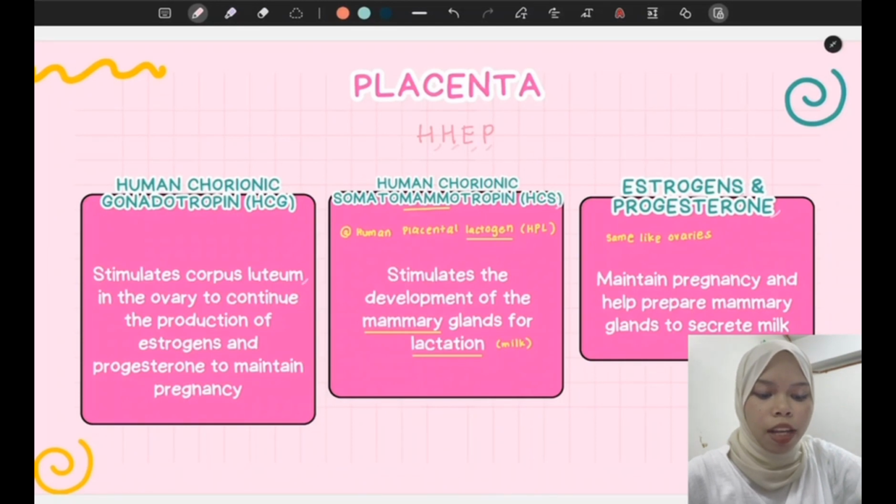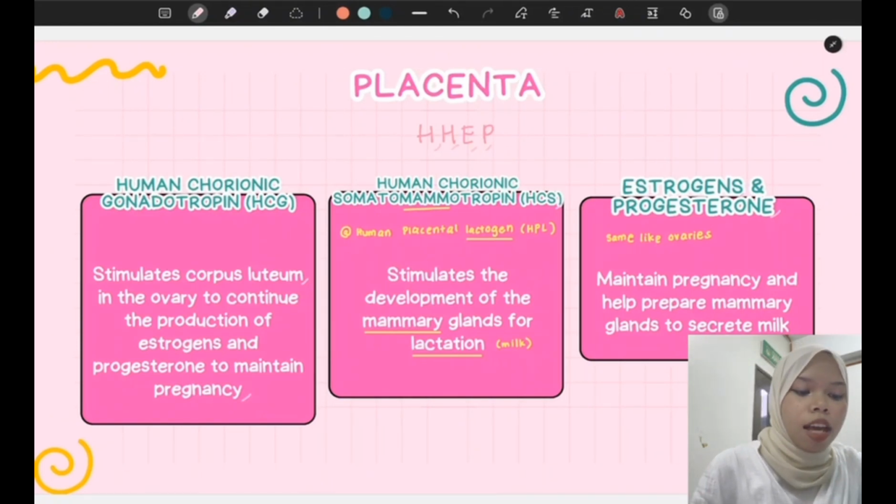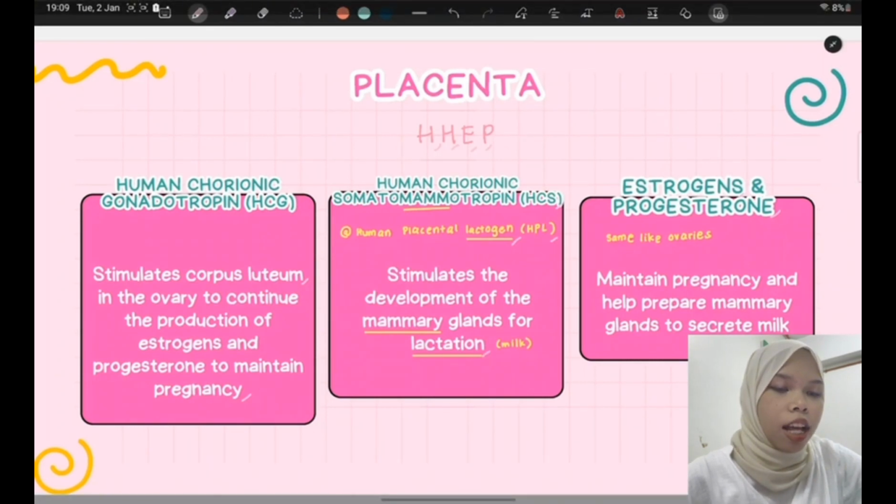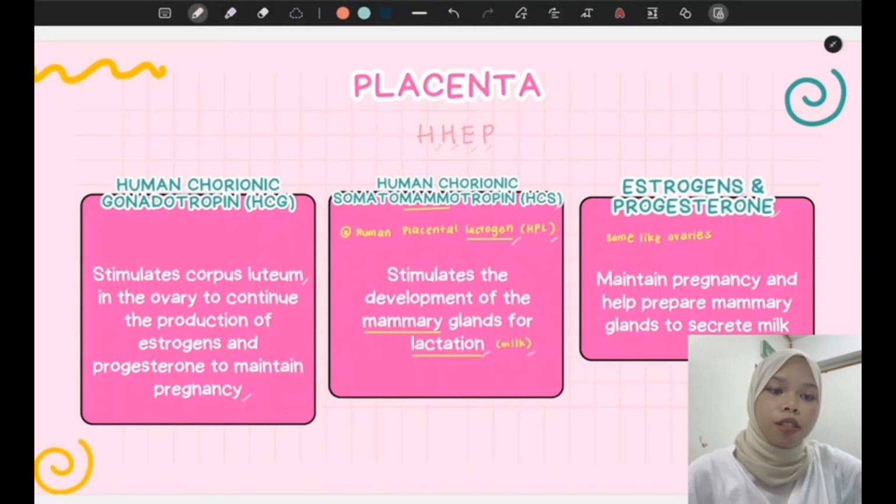HCG functions to stimulate the corpus luteum in the ovary to continue the production of estrogen and progesterone to maintain pregnancy. HCS is also known as human placental lactogen (HPL), where lactogen means lactation. Lactation means milk. It functions to stimulate the development of the mammary gland for lactation. While for estrogen and progesterone, the function is like in the ovaries. It maintains pregnancy and helps prepare mammary glands to secrete milk.